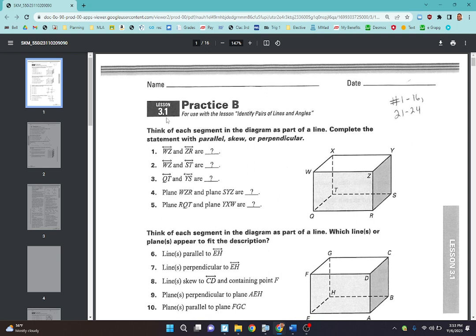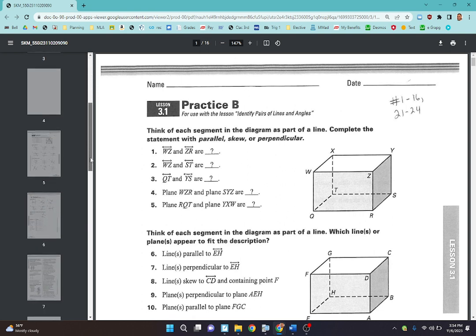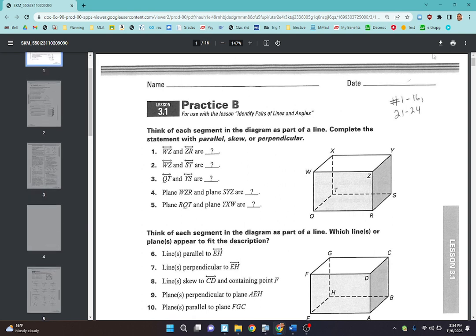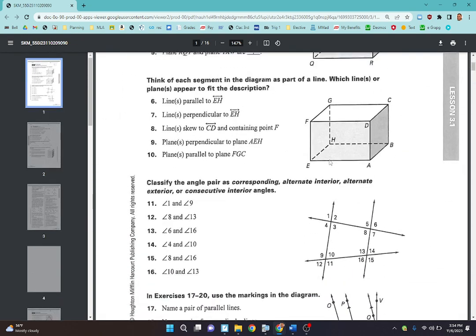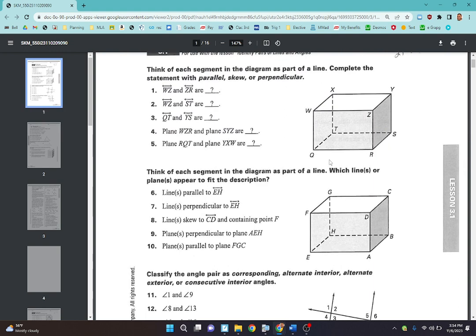Any more questions on 3.1? QT and YS are skewed. Question 9. When did we learn skew? It's question 9. When did we learn that? I think it was the first lesson actually.